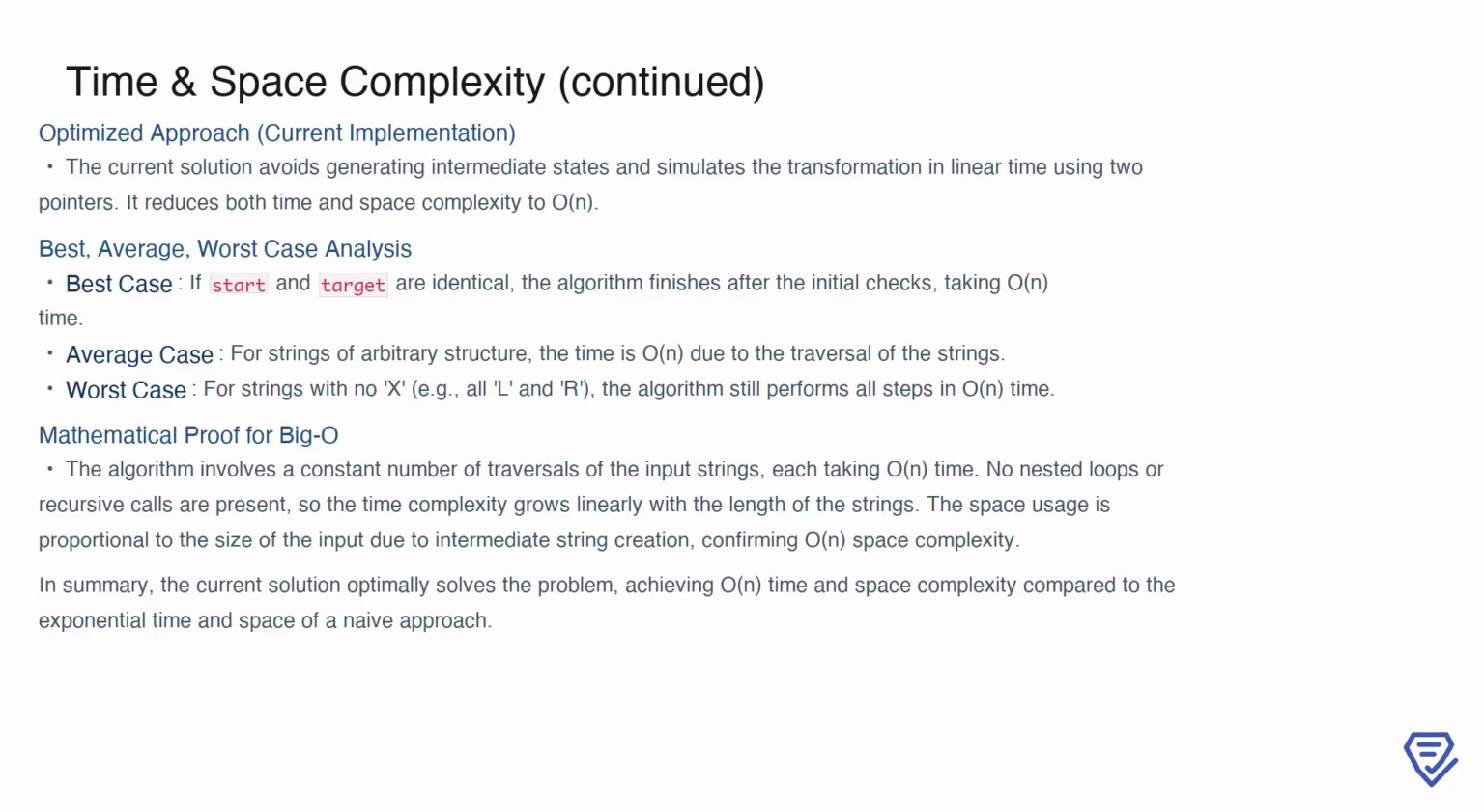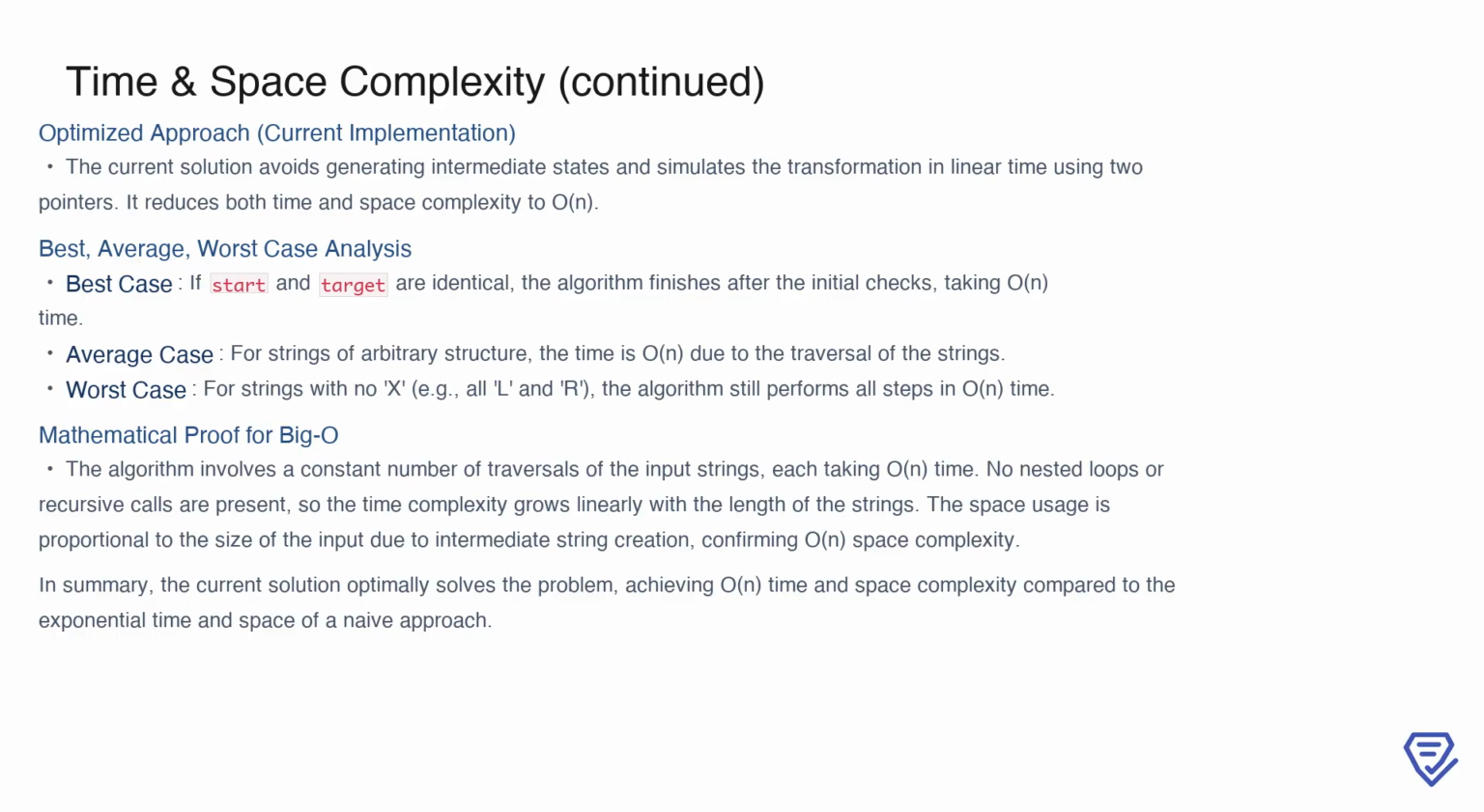Let's break this down further with case analysis. In the best case, if start and target are identical, the algorithm concludes after the initial checks, taking only O(n) time. For the average case, with strings of arbitrary structure, the dominant step remains the traversal of the strings, so the time complexity stays O(n). Even in the worst case, where the strings contain no x characters and are filled entirely with L and R, the solution still processes all characters in O(n) time.